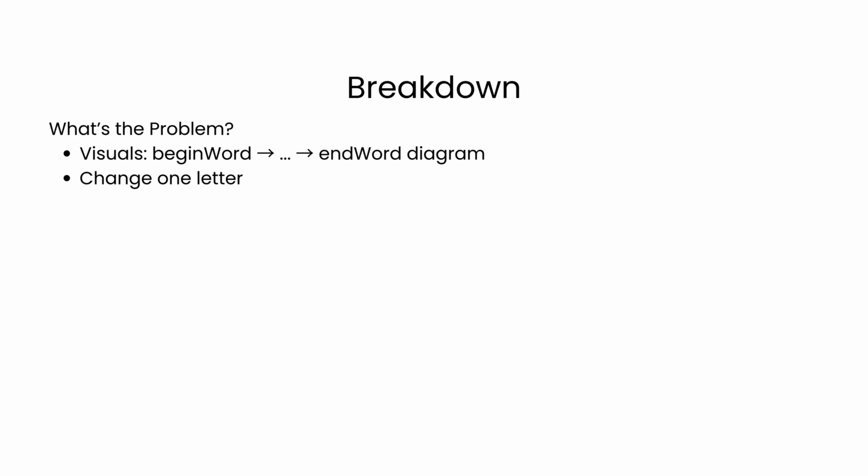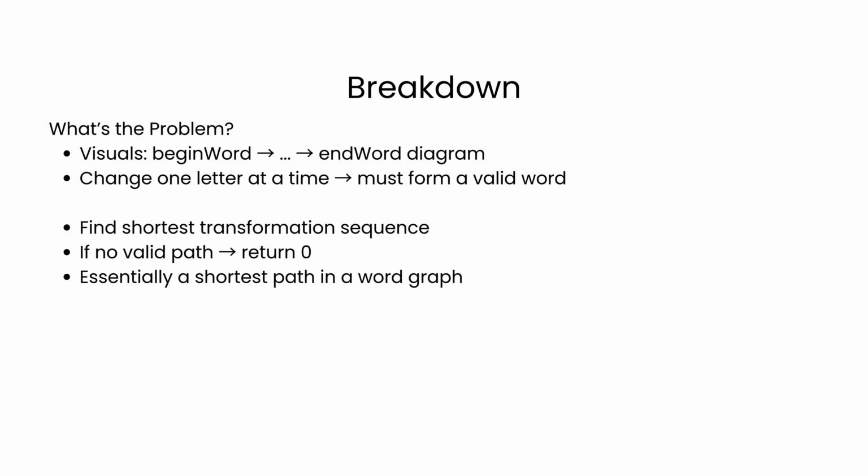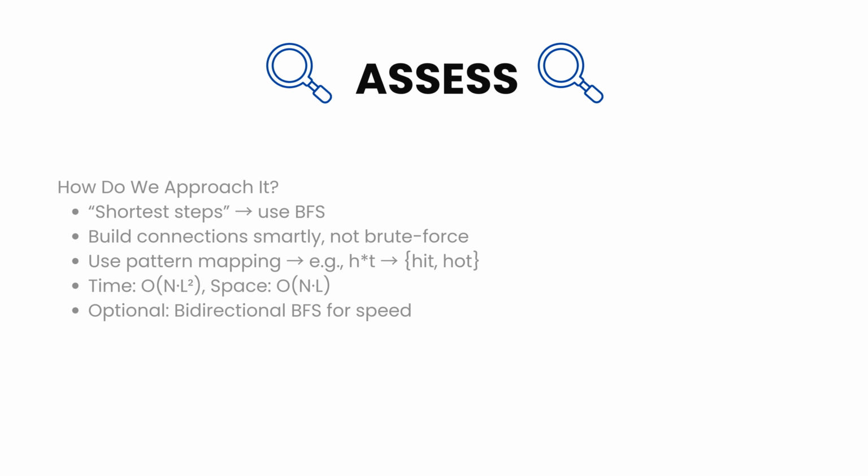We're given a begin word, an end word, and a word list. Each step you can change exactly one letter, and the new word must exist in the list. Return the length of the shortest transformation sequence from begin word to end word, counting both ends. If impossible, return 0. Shortest number of steps in an unweighted graph? That's BFS. But we can't build edges naively, too slow.